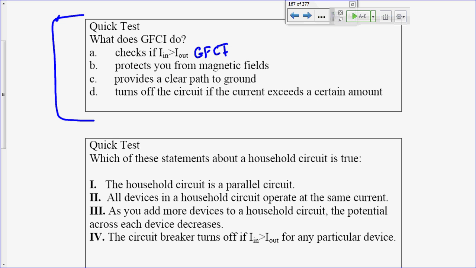Okay. So GFCI is that. B, I don't know what that is. Clear path to ground. That's that third prong on our plug. And then this last one is the circuit breaker.